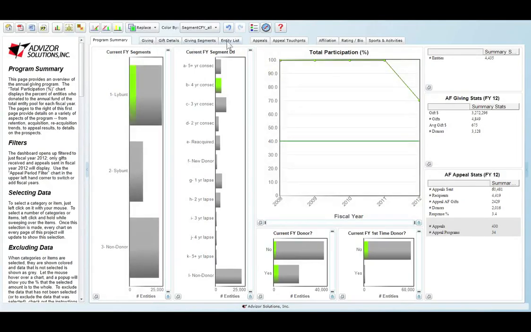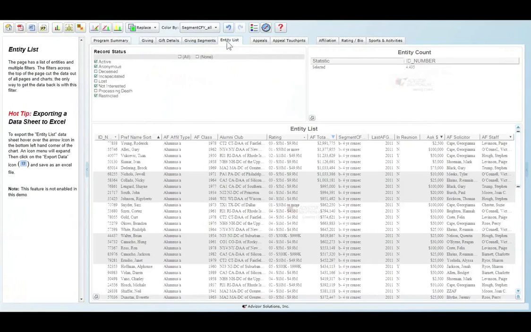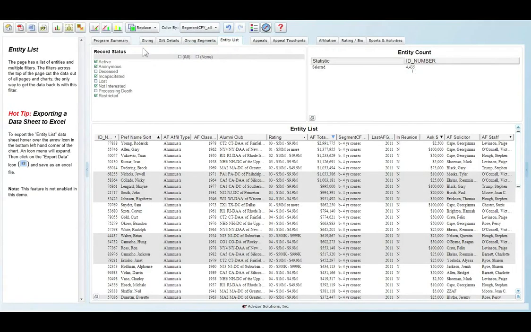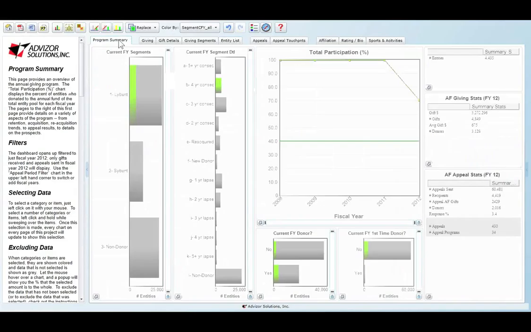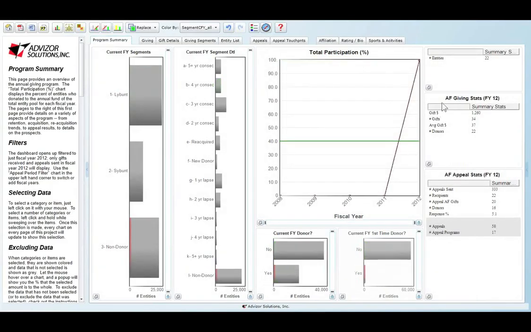These other pages are all linked, so I could go to the entity list page. Here's the list of the 4,435 people. I could export that out and do something with it. Or maybe I wanted to go down here. Are they current fiscal year first-time donors, yes or no? I could just click the yes. 22 of them. That's not very many because we're coming into the end of the fiscal year. They've only given $1,260 for an average gift of $37. So that's a little low, but that's the idea here. You have all of this data.